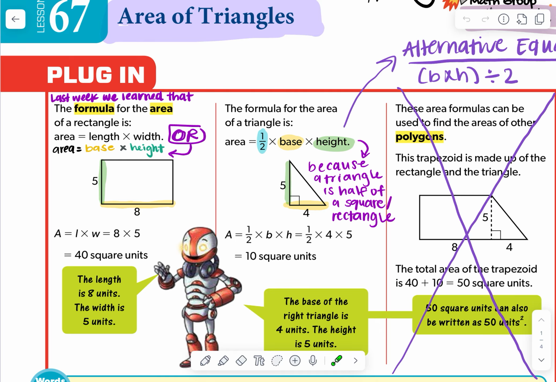Because we know that a triangle and rectangle are similar, well, I shouldn't say similar, but a triangle is half of a rectangle. The formula then for the area of a triangle becomes base times height, just like a rectangle, but then we want to divide that base and height in half. So the formula is half base times height, or base times height, then divide by 2.